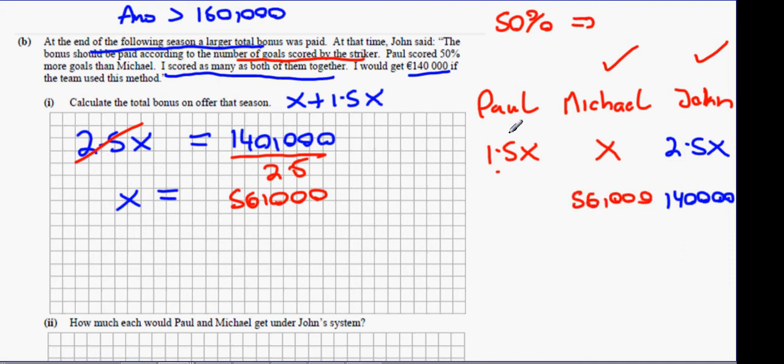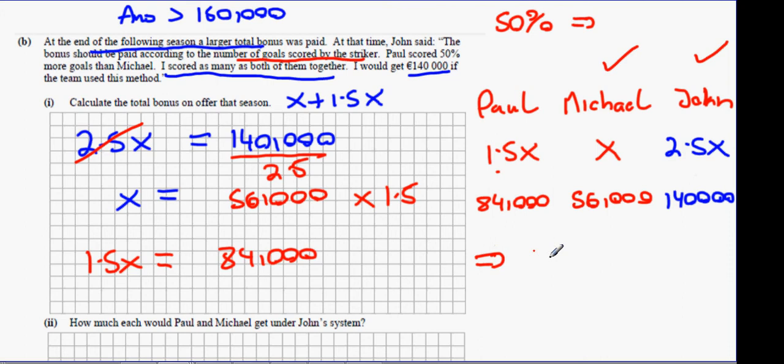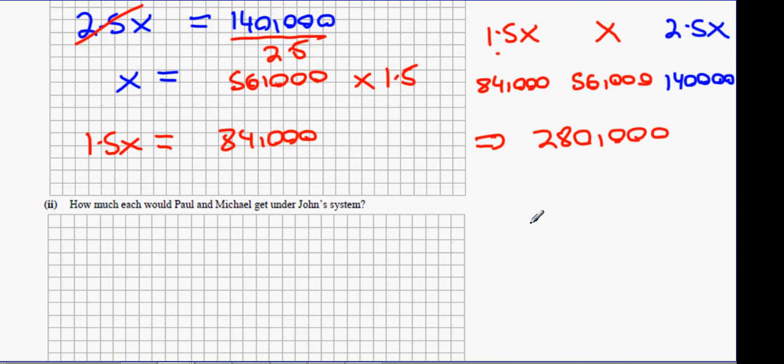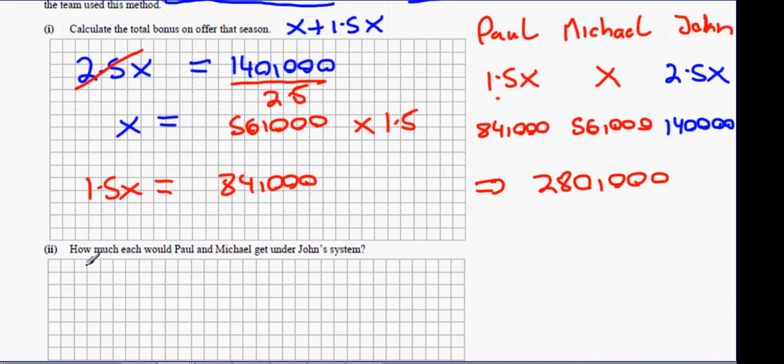So now we know what John is worth and we know what Michael is worth. How do we find out what Paul was worth? Multiply by 1.5 to find out how much Paul is worth. And when we do that, we get 84,000. Add them all together and what do we get? So we're going to add 84,000 plus 56,000 plus 140,000. 280,000. That means the total is 280,000. How much would Paul and Michael get under John's system? Well, I already have it done. Paul gets 84,000 and Michael gets 56,000.